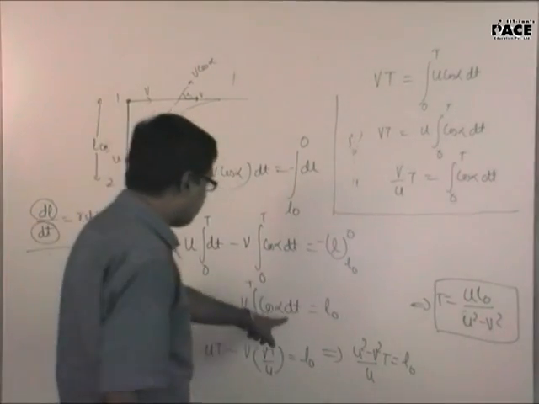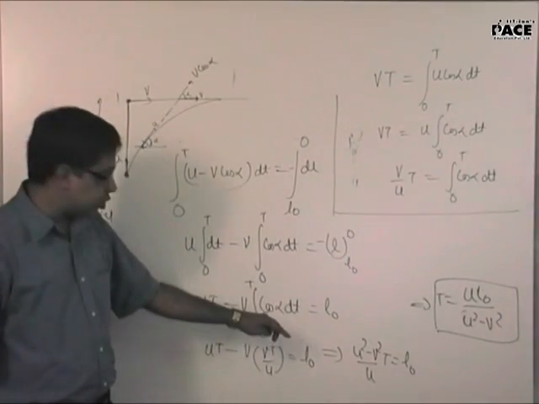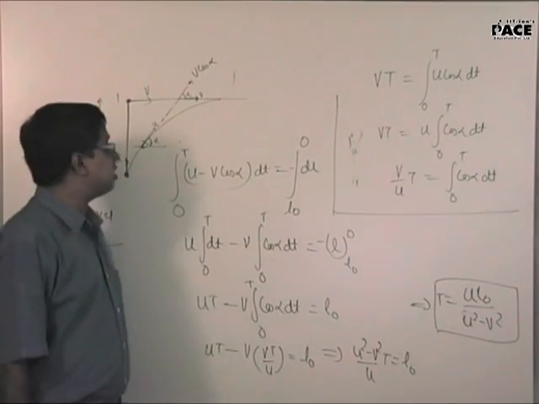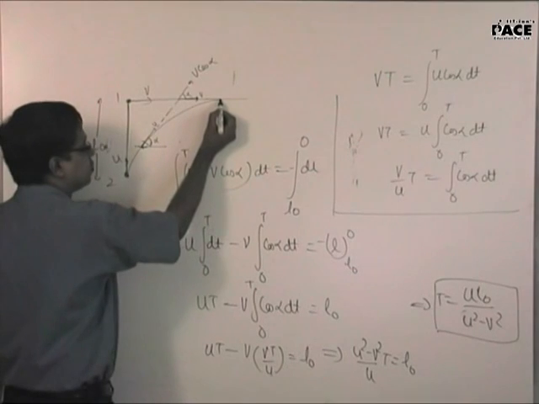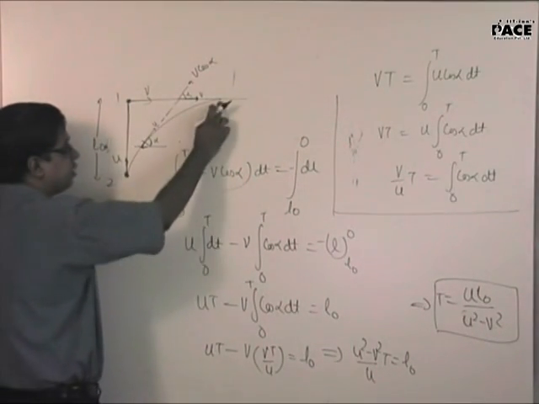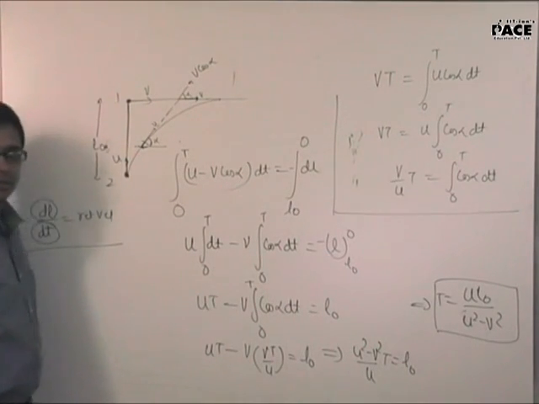Cos alpha d alpha is known to me, not dt. I should get this as a function of t or search for an alternate means. What is that alternate means? The horizontal displacement of this should be equal to the horizontal displacement of this. Only then the two particles will meet here.